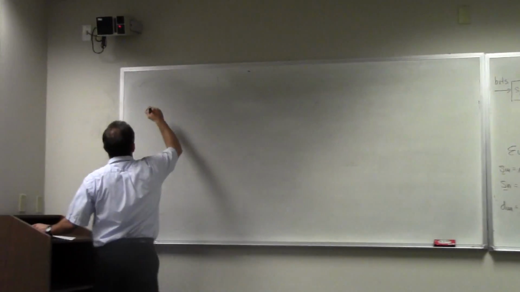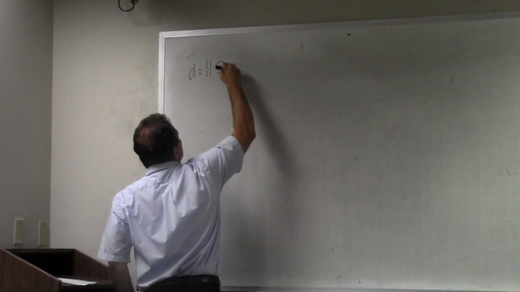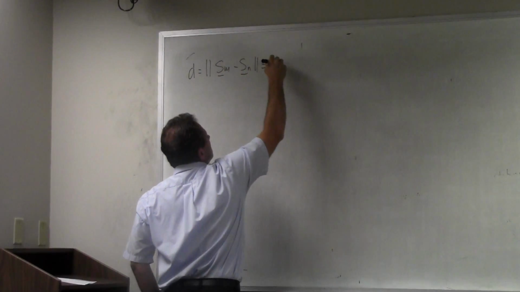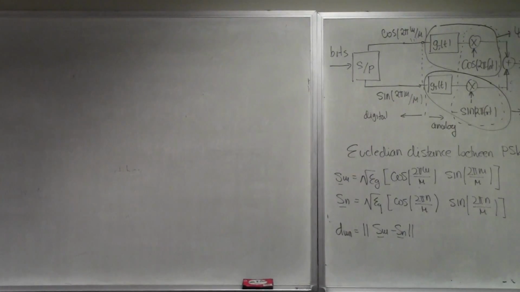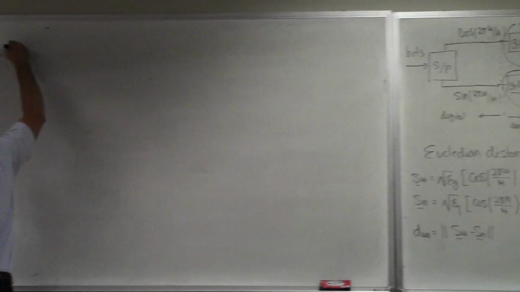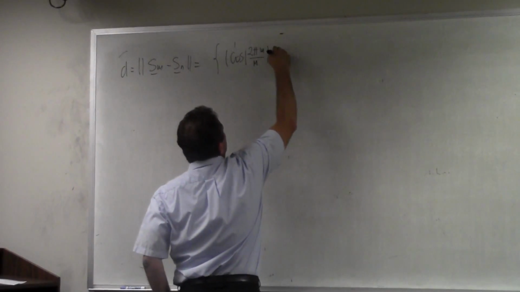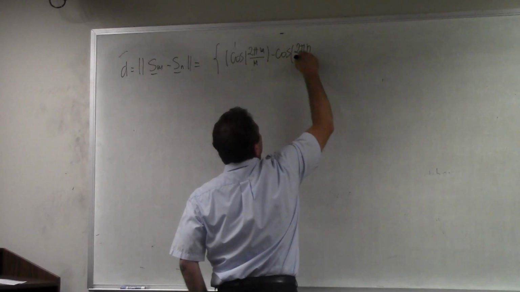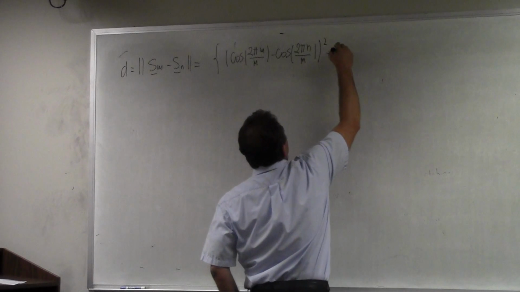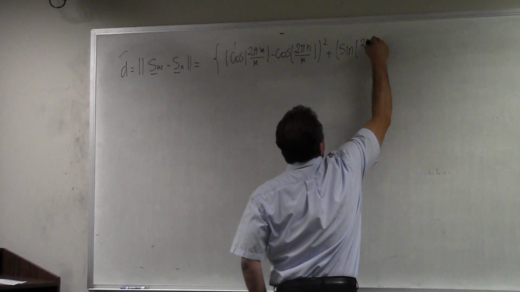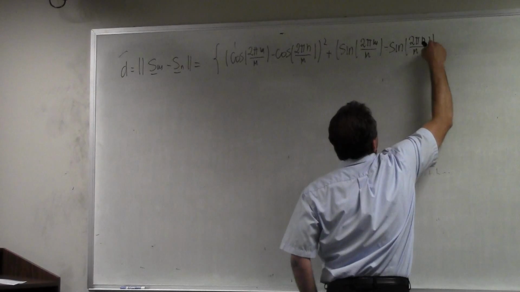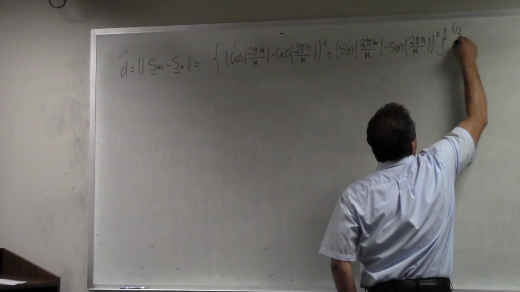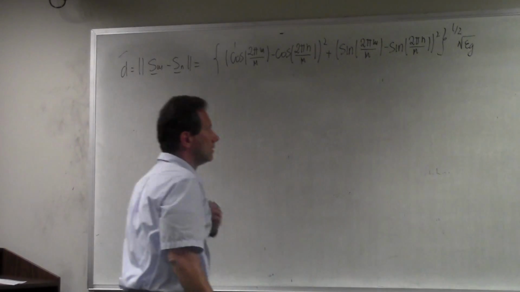So this distance, d, which is the norm of Sm minus Sn, is going to be the square root of the first coordinate difference squared plus the second coordinate difference squared, taken square root. So it's going to be cosine 2 pi m over capital M minus cosine 2 pi n over capital M, quantity squared, plus sine 2 pi m over capital M minus sine 2 pi n over capital M, quantity squared, taken square root, and then the square root of energy just comes outside.